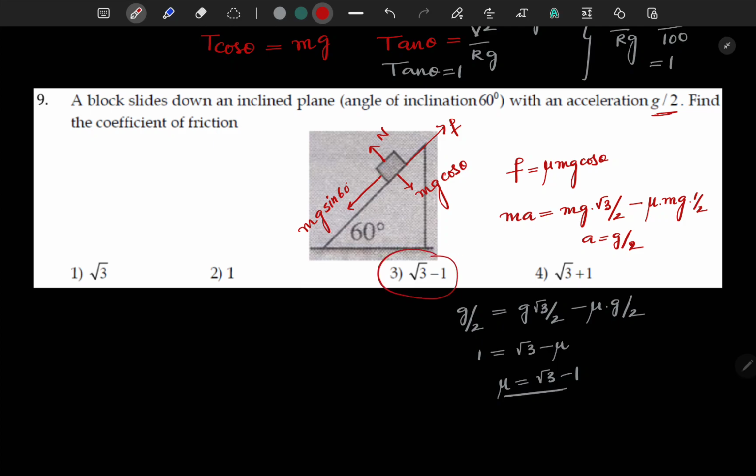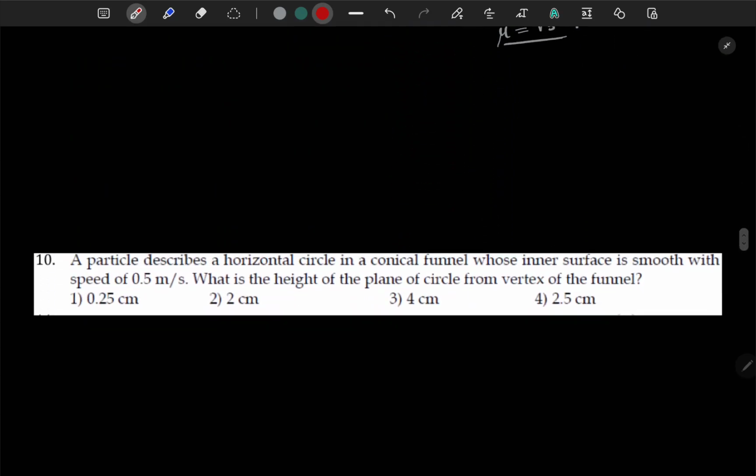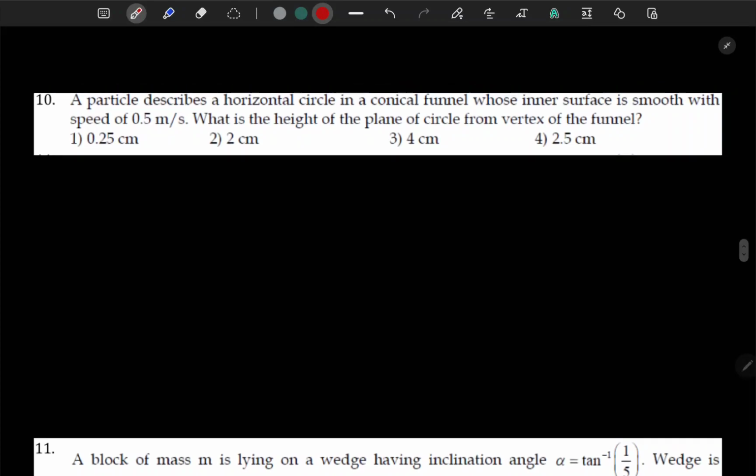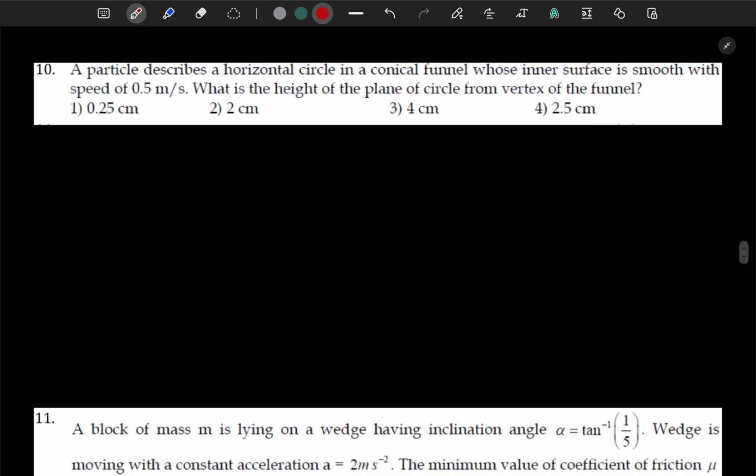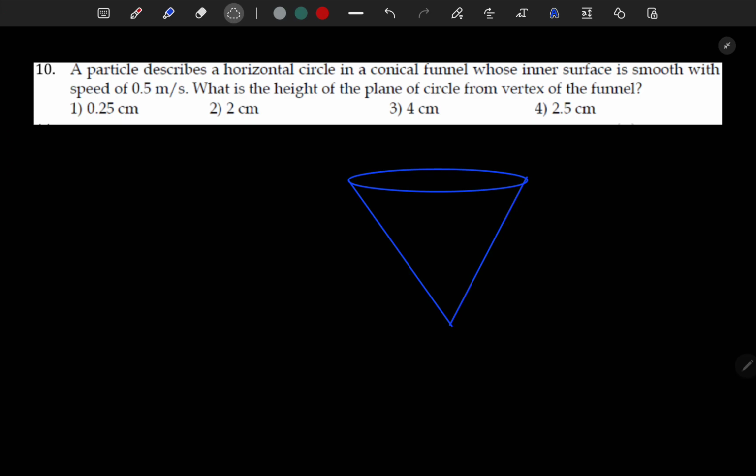It is a very simple question. Now question number 10. A particle describes a horizontal circle in a conical funnel. Let's draw the funnel first. So the funnel is ready. A particle describes a horizontal circle inside a conical funnel. Funnel is like a cone, whose inner surface is smooth, with a speed of 0.5. What is the height of the plane of the circle from the vertex of the funnel?